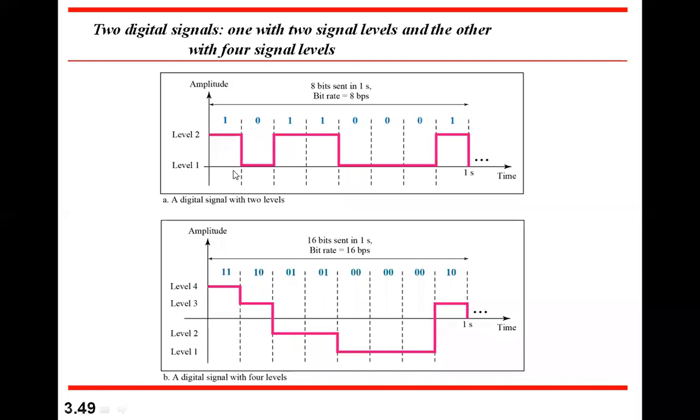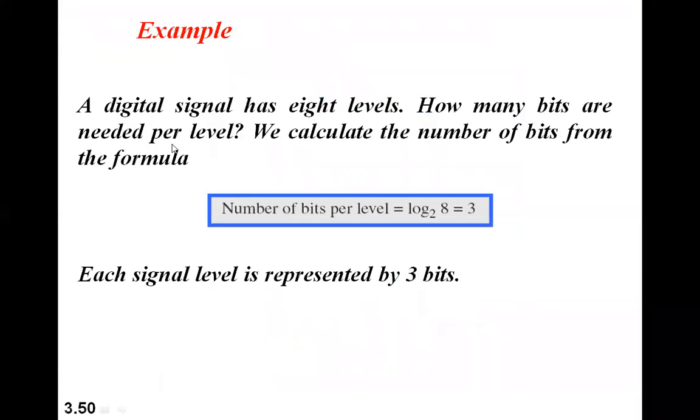In this case, because there are only 2 levels, 1 bit is enough, either 0 or 1. Whereas here there are 4 levels, we need 2 bits because there are 4 different combinations. Similarly, if it is 8 levels, then you need 3 bits. That's what I mean in this example also.